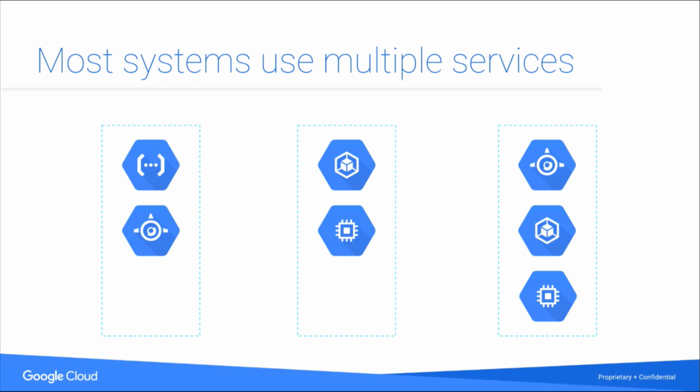In the real world, however, we see that systems use multiple services. Maybe you could use App Engine along with functions to serve a specific workload, or you could use Container Engine along with Compute Engine, stitched together with Cloud Functions. So it really depends, to be honest, and coming back to what we have been saying.